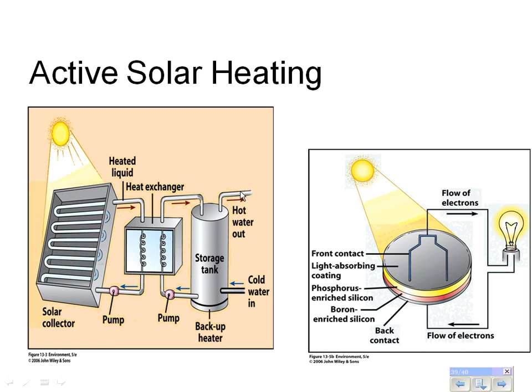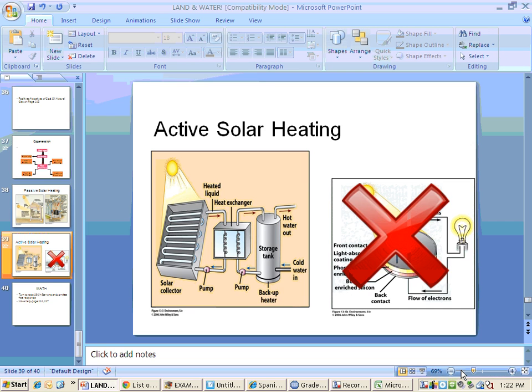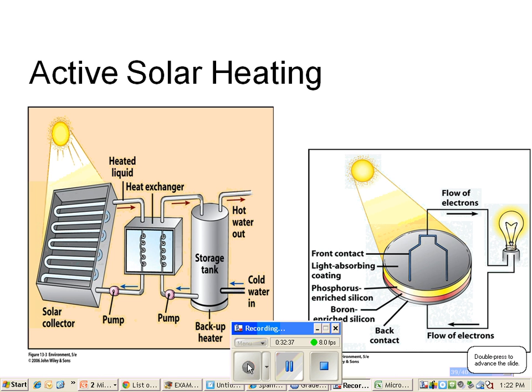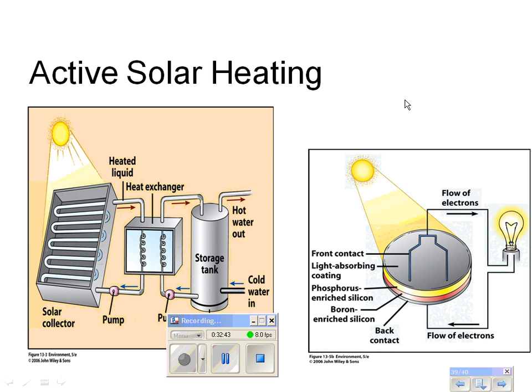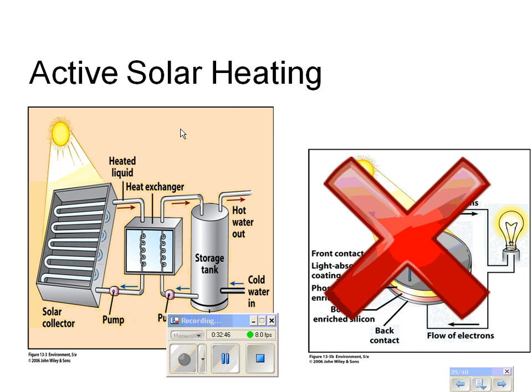This is showing you a solar cell, and I have a big arrow. This has nothing to do with active and passive solar heating. Active and passive solar heating is used to heat up homes or water. The reason why this solar cell does not count here is because it produces electricity.